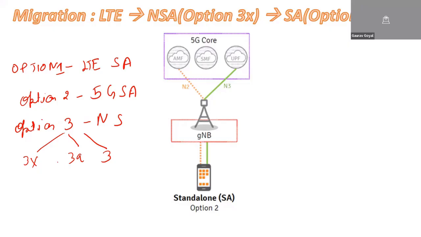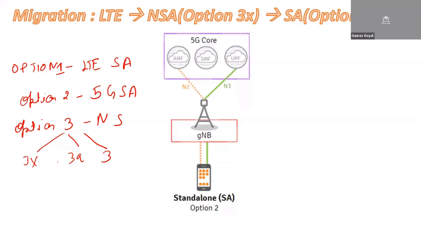Okay. So then the third phase is option 2, which is 5G standalone. The next phase of evolution, of course, would be to bring the full-blown 5G core working with the gNodeB. And this will be called standalone 5G. Of course, if you are an existing 4G operator and you have spent years providing 4G service, it will take time to get to this, right?